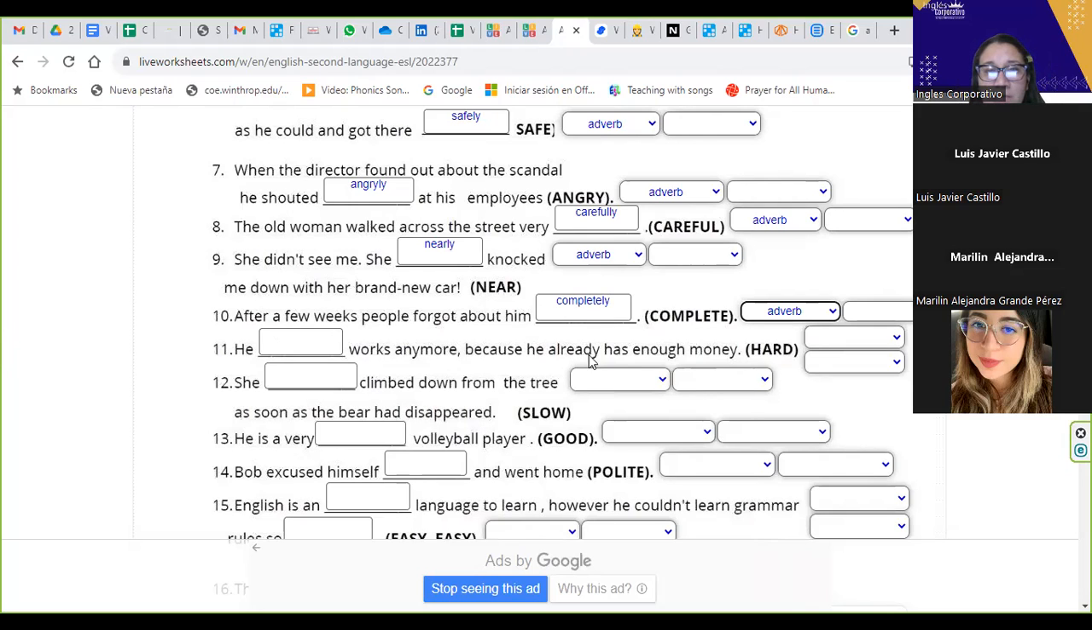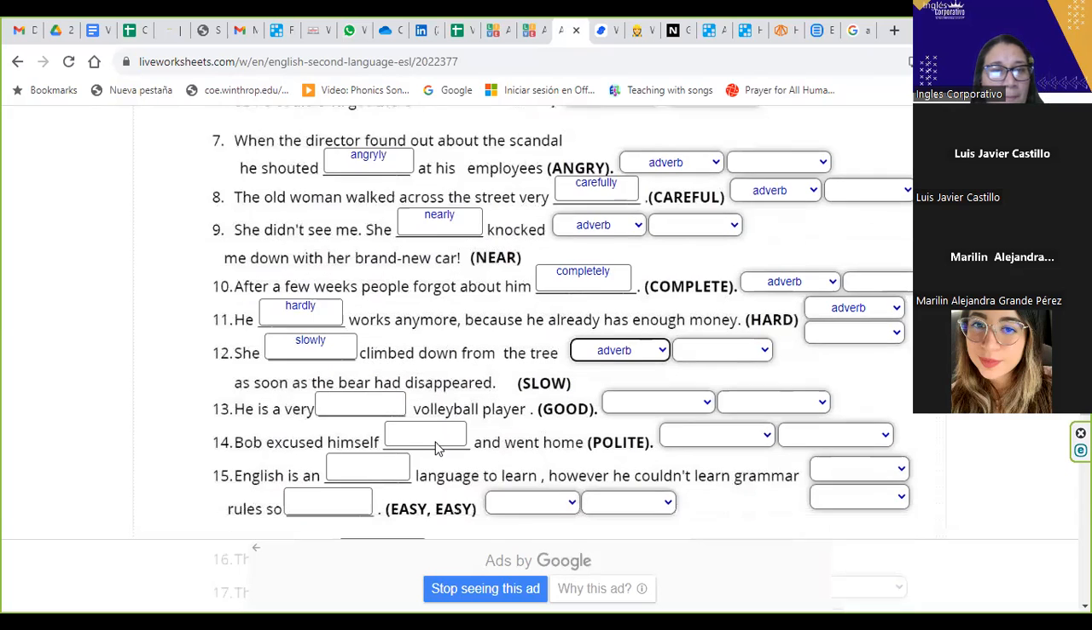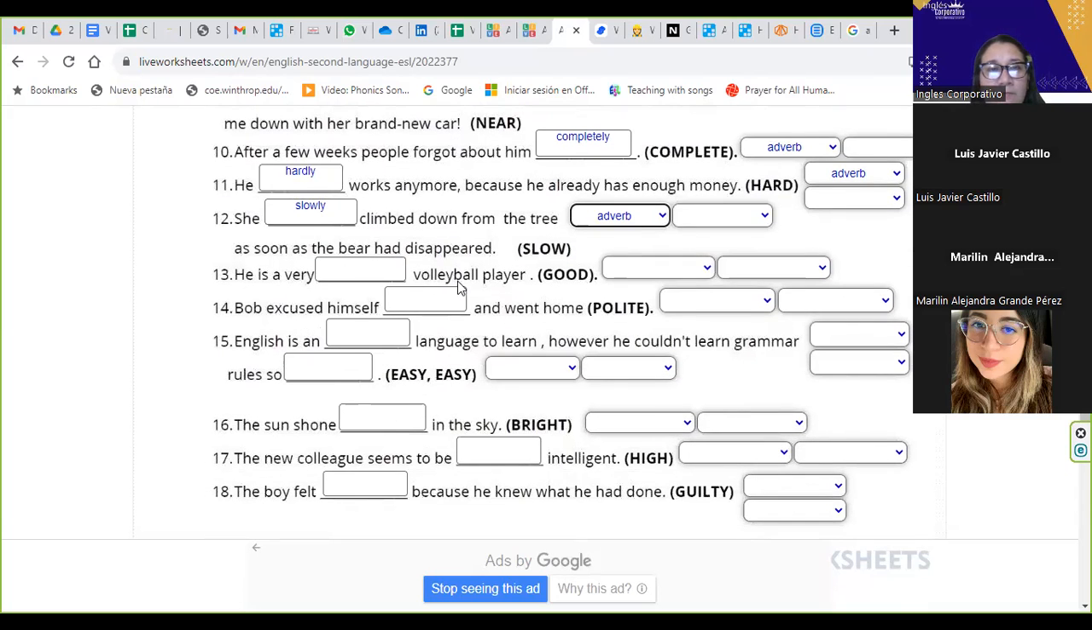He doesn't work anymore because he already has enough money. It hardly works. Anymore because he has enough money. That would be another. She climbed down from the tree slowly as soon as the bird had disappeared. Okay, another. He's a very good volleyball player. So this is an adjective.